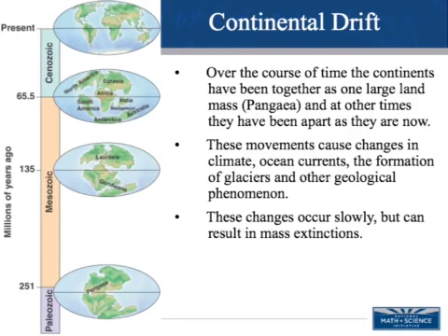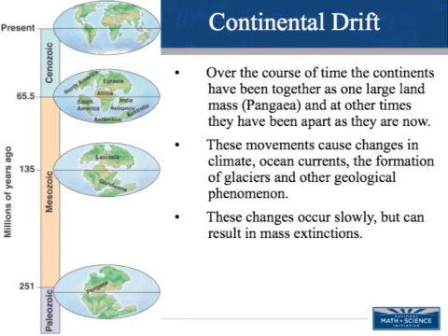So over the course of this continental drift, we've seen the continents come together as Pangea, and then they've come apart like they are now. So this is going to change climate, ocean currents. Lots of geological things are going to shift with this.